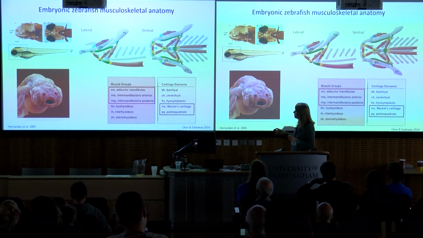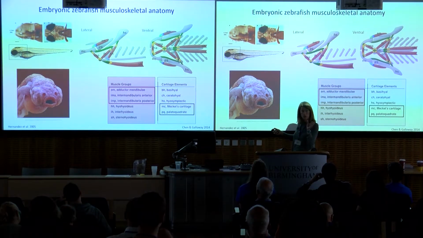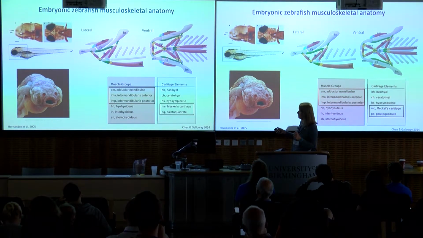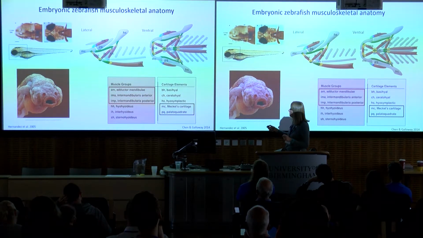In ventral view, you can see the Meckel's cartilage is bending round here, and here's the palatoquadrate and the adductor mandibulae. And we're also going to focus on the action of these muscles here, the intermandibularis anterior, which runs between the 2 Meckel's cartilages, and the intermandibularis posterior, which runs from the Meckel's cartilage to the basihyal here. So these will be some of the images that you'll see later on.